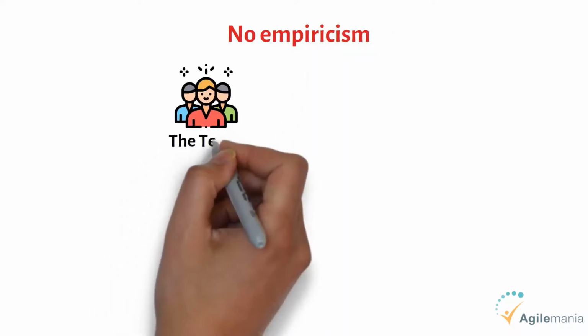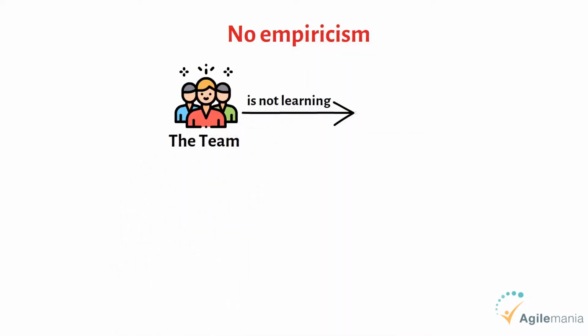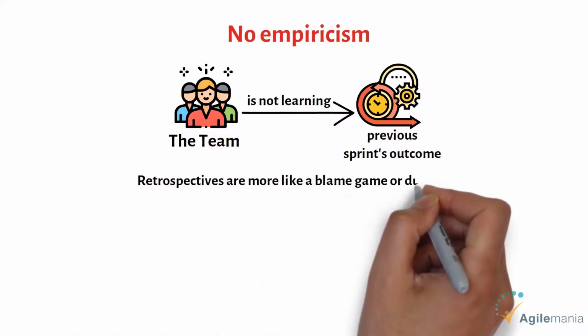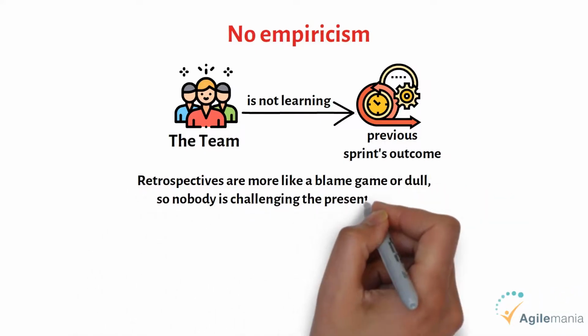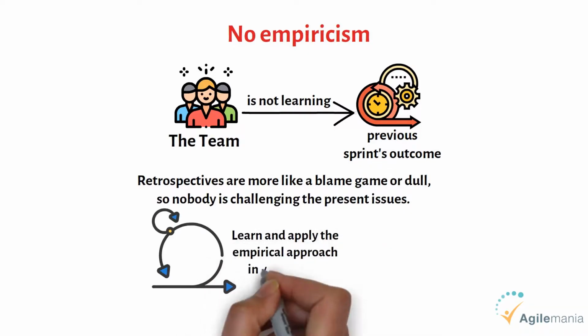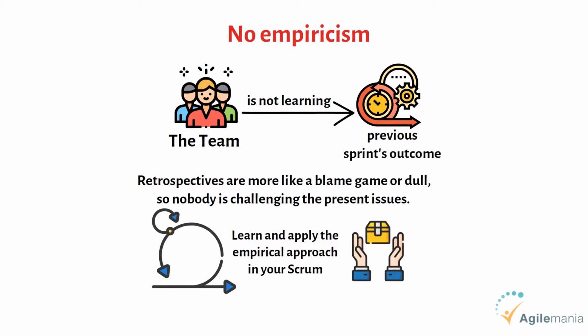Eleventh, no empiricism. Finally, the team is not learning from the previous sprint's outcome. Retrospectives are more like a blame game or dull. Nobody is challenging the present issues. Learn and apply an empirical approach in your Scrum to improve your product delivery.